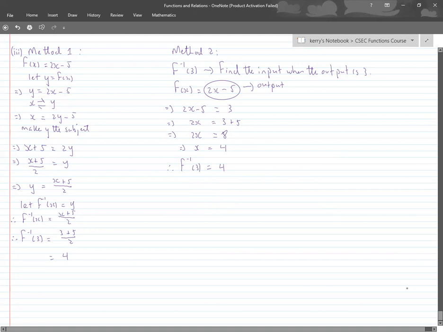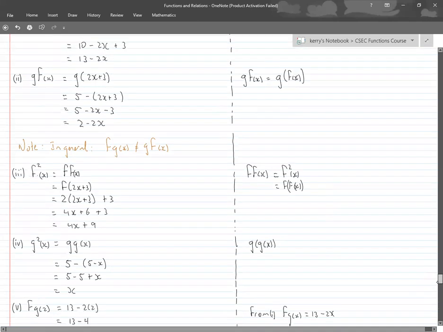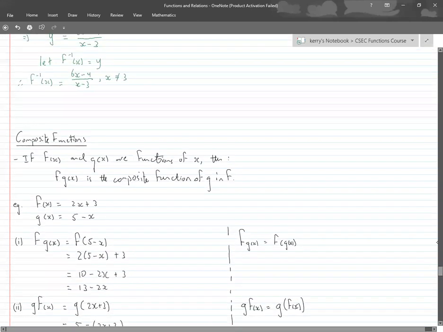So in this session, which is the last session for functions for CSEC, we have done a couple of past paper questions, and we have explained what a composite function is and how to work with composite functions. And that brings us to the end of our CSEC functions course. So now we have 2 courses under our belts, and I will do other courses in due time. I'm working on a stats course, but that takes some time.